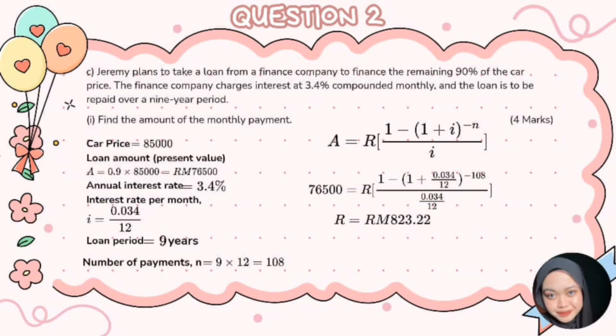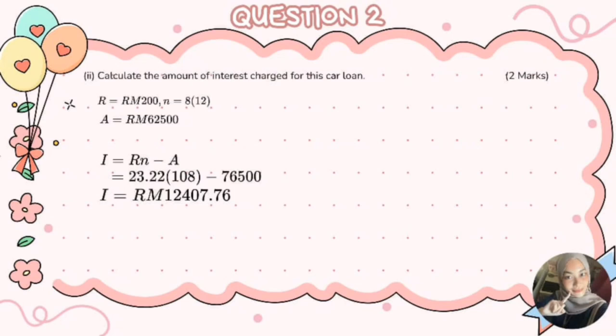So the formula is A equals R times [1 minus (1 + i)^(−n)] over i. So 76,500 equals R times [1 minus (1 + 0.034/12)^(−108)] over 0.034/12. R equals RM823.22.